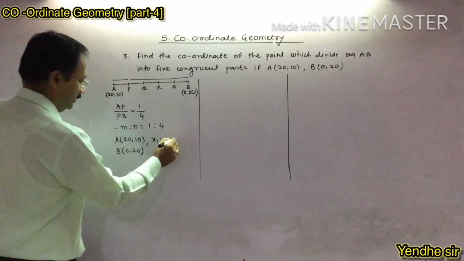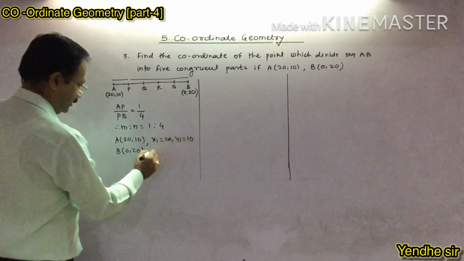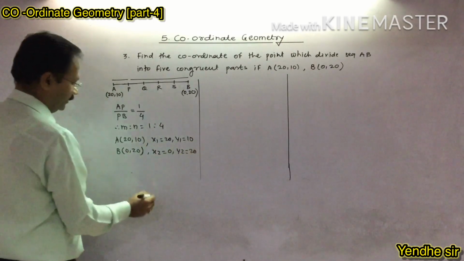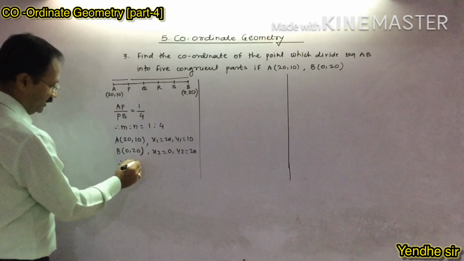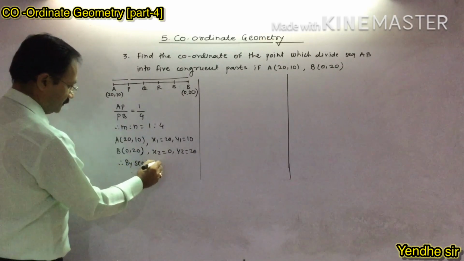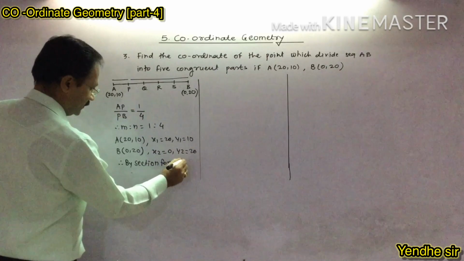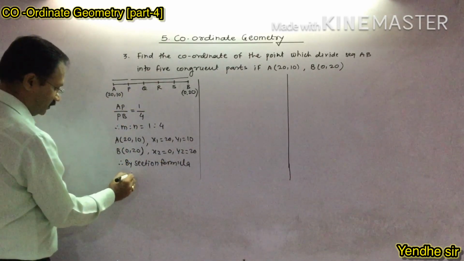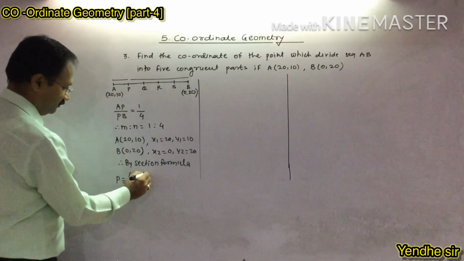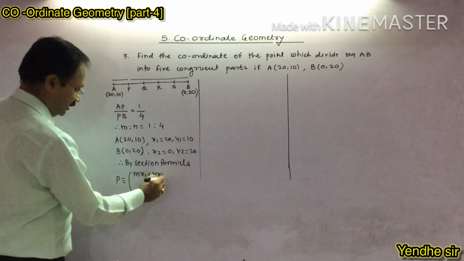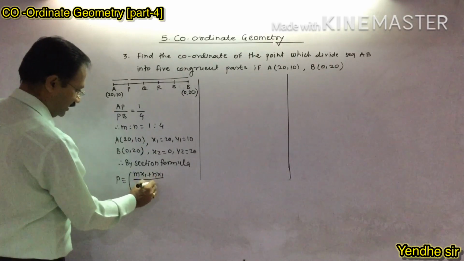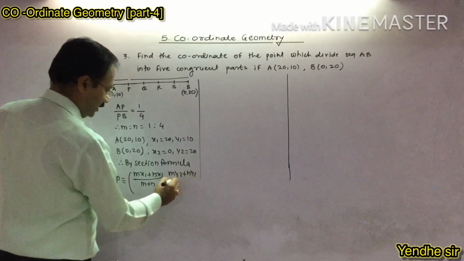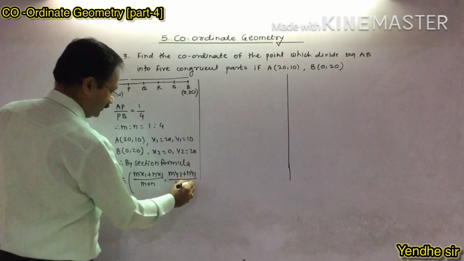x1 equals 20, y1 equals 10, x2 equals 0 and y2 equals 20. Therefore, by the section formula, you will get P's coordinates directly. P's coordinates are (mx2 plus nx1) upon (m plus n), comma, (my2 plus ny1) upon (m plus n).